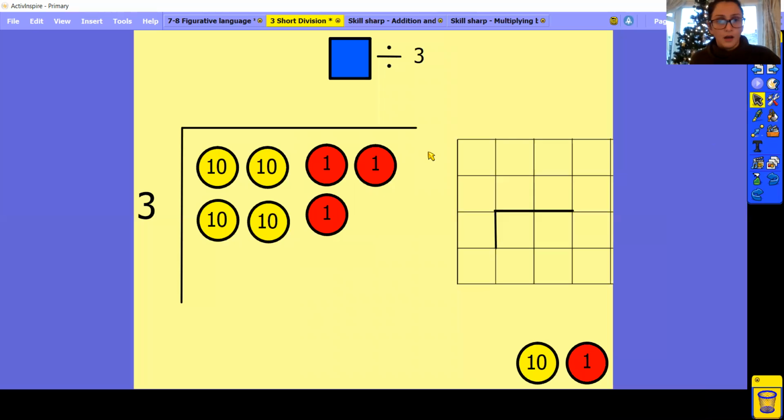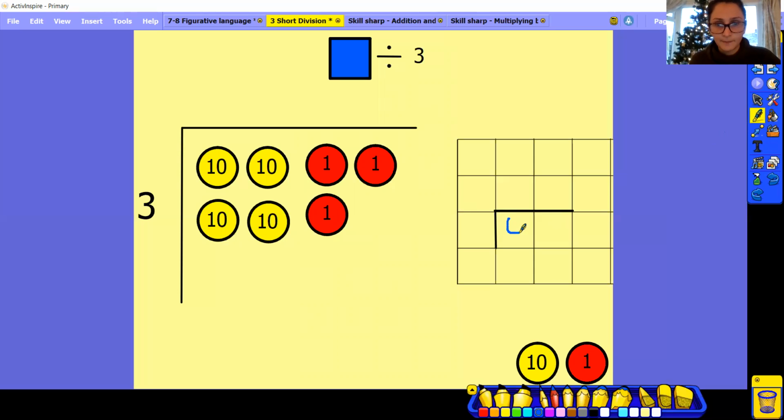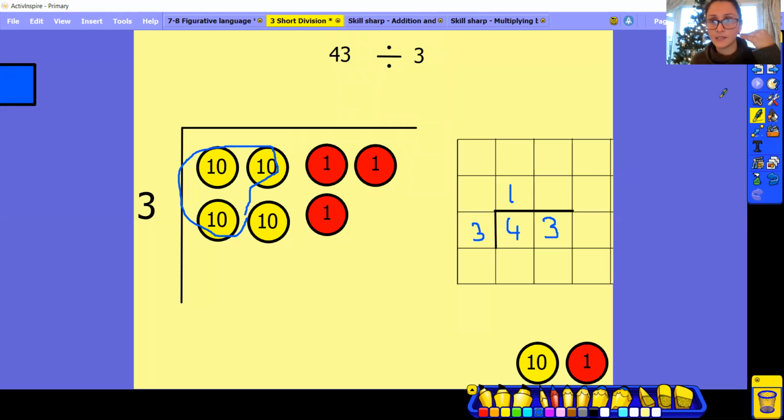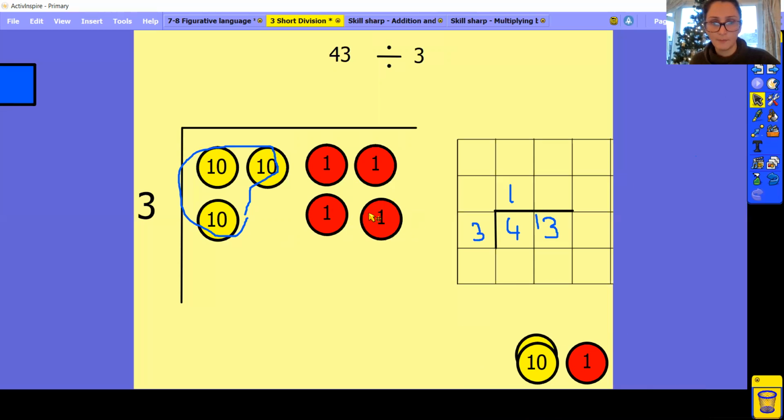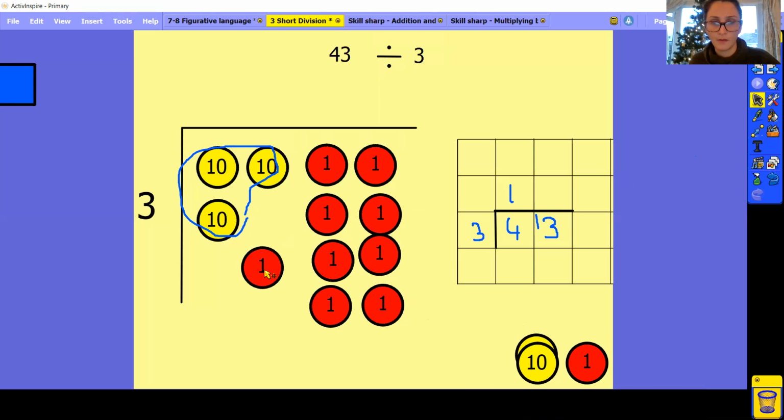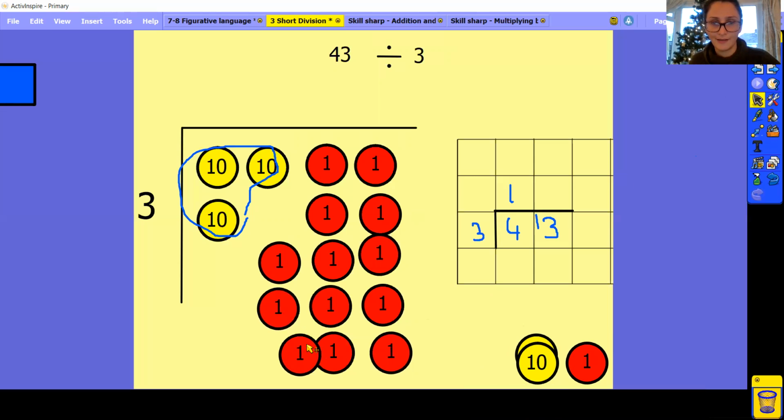Okay, let's have a look at this one. Let's have a look how many 10s. We've got 4 10s and 3 1s. So we've got 43 divided by 3. So again, let's do 4 divided by 3. How many times can you make an equal group of 3? You could do it once. However, you have one remainder, and that remainder is going to go into your ones column. So then we need to exchange that. 1, 2, 3, 4, 5, 6, 7, 8, 9, 10.